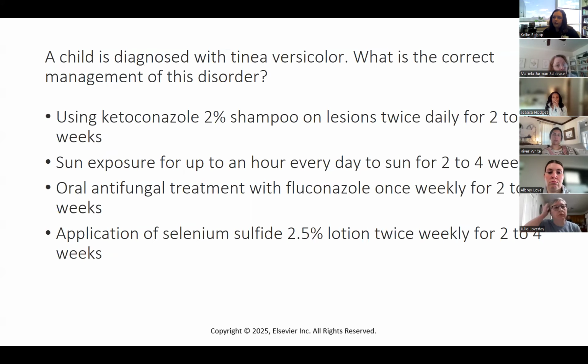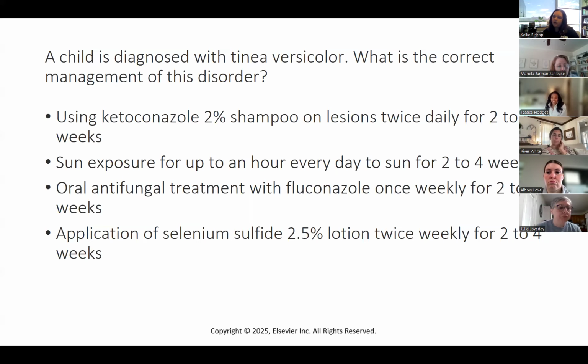A child is diagnosed with tinea versicolor. What is the correct management of this disorder? Ketoconazole shampoo, sun exposure for up to 1 hour every day, oral antifungal treatment, or application of selenium sulfide lotion. It's the last one. The last one? Application of selenium. Yeah, it's the last one.